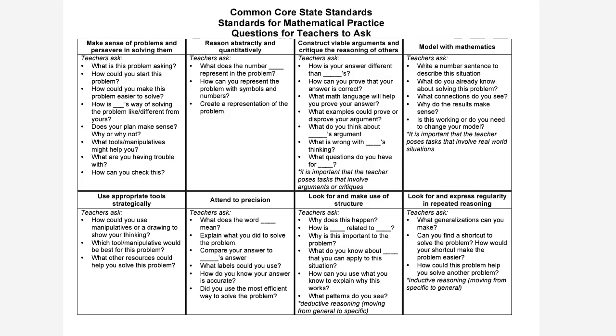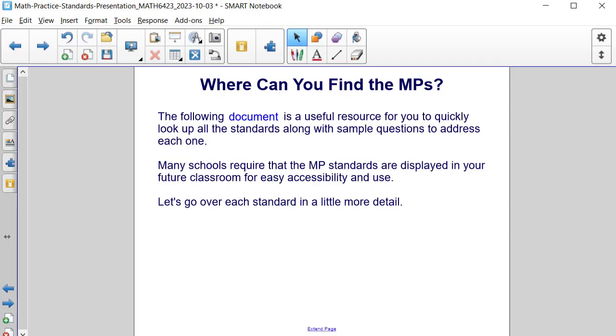So here's standard 1, 2, 3, 4, 5, 6, 7, and 8. And it has sample questions that help you ask students for more feedback and for participation within your lessons. Many schools require that the math practice standards are displayed in your future classroom for easy accessibility and use. Let's go over each standard in a little more detail.